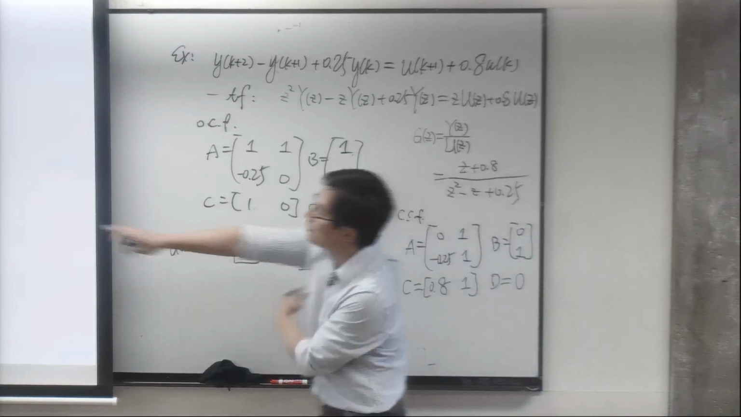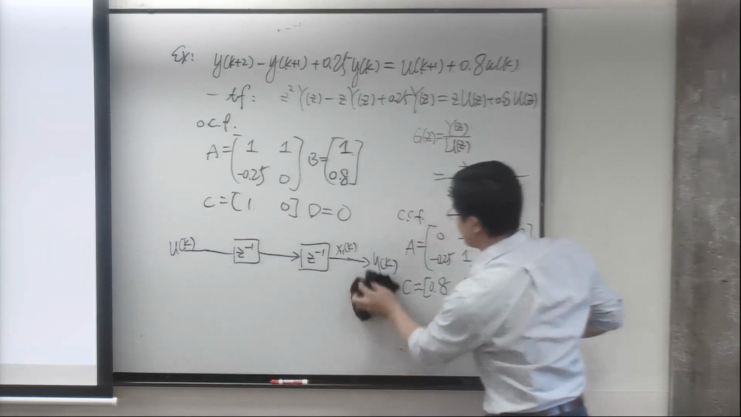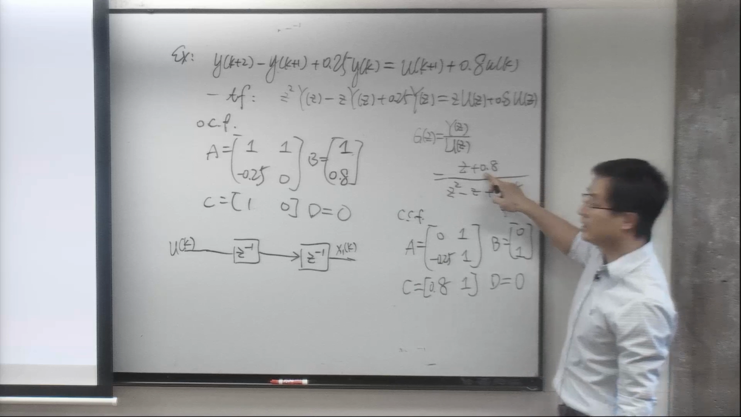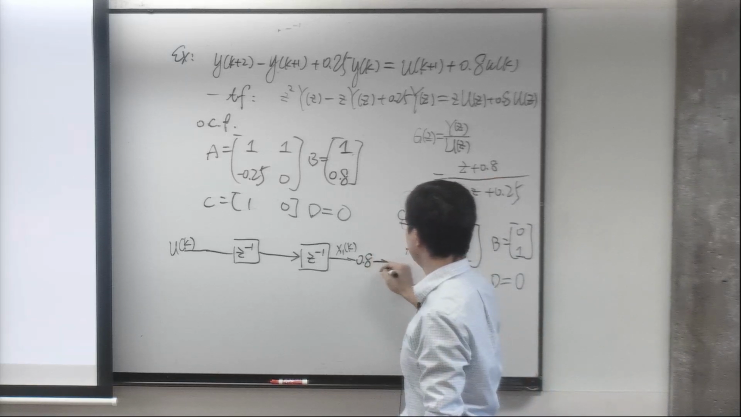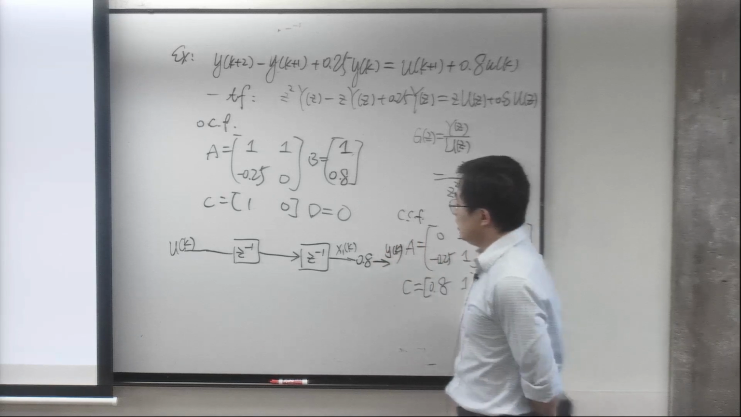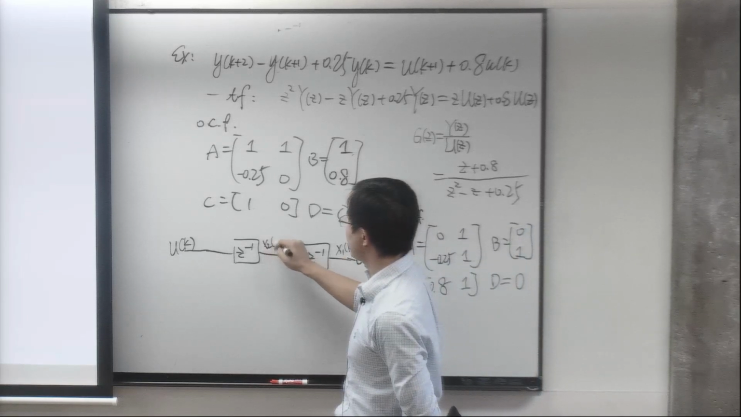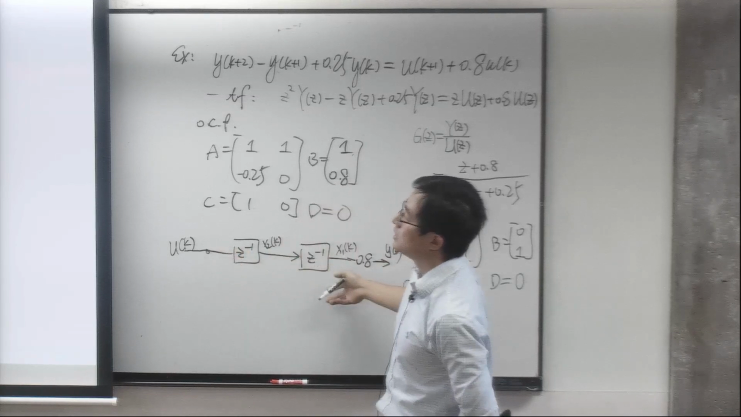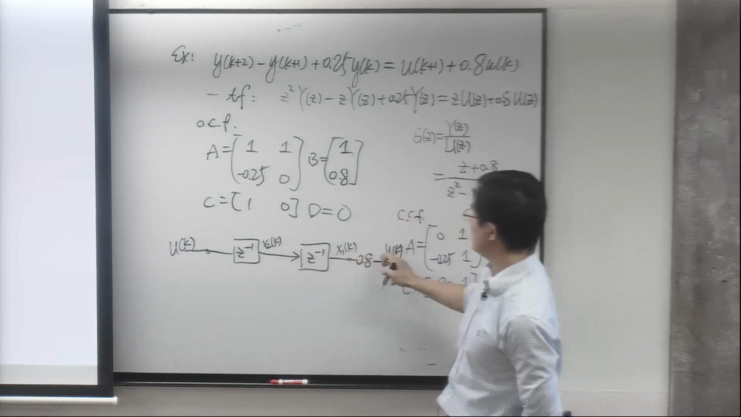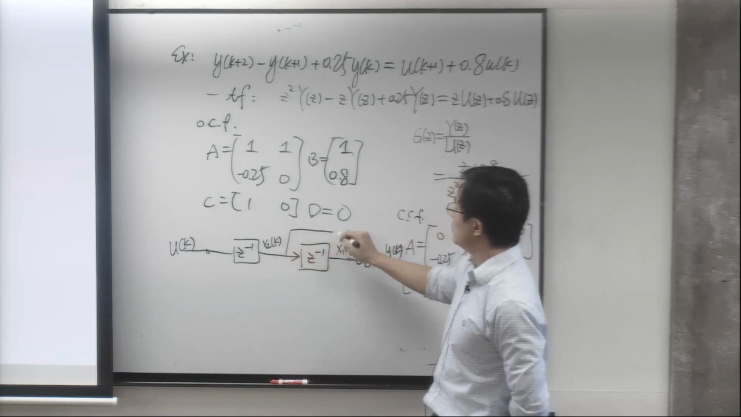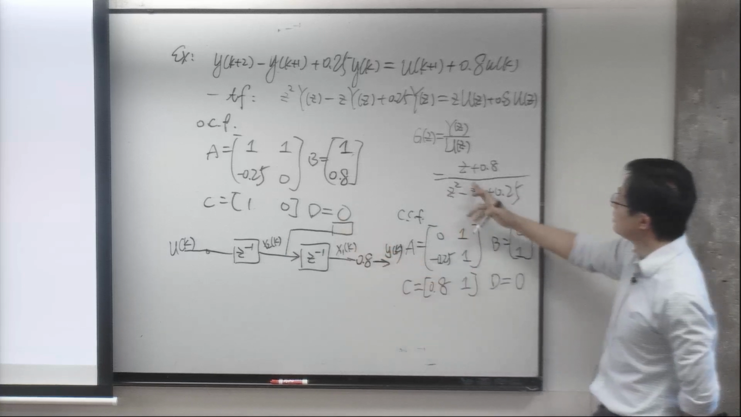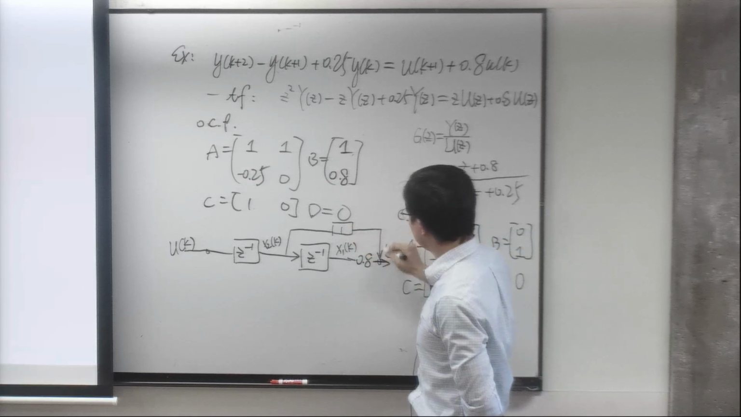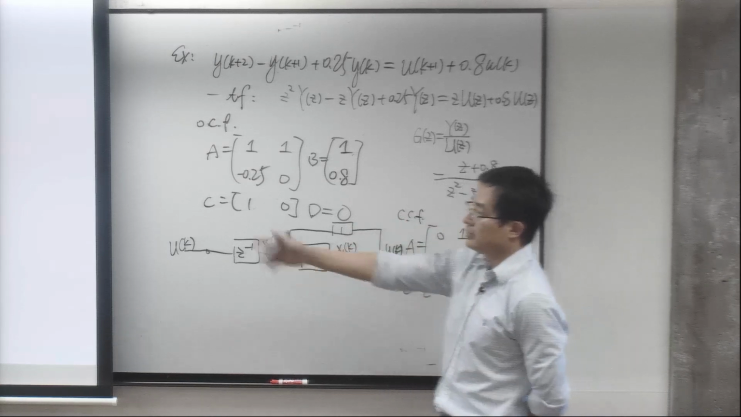And then it goes through b0. What is our b0 here? This is b0, right? And then to y. So this is x1, this is x2k, right? And then from x2, there is a line to the output with b1 as a scalar. b1 is 1. Okay?